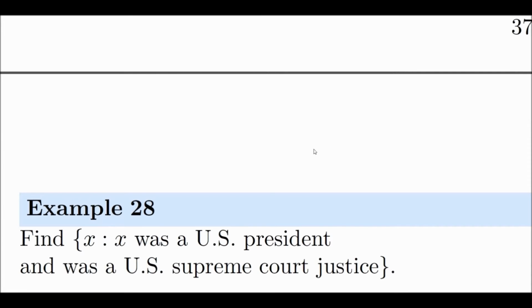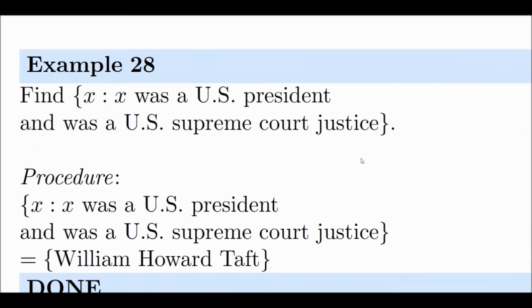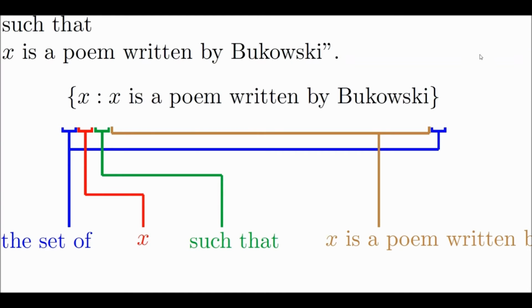If I wanted to find the set of X such that X was a US president and a US Supreme Court justice, we would list all the people who were both a US president at one time and a US Supreme Court justice. There's only one person like that. That's William Howard Taft. So those are some examples of this builder notation. This allows you to write down a set by giving some property that all the members have.